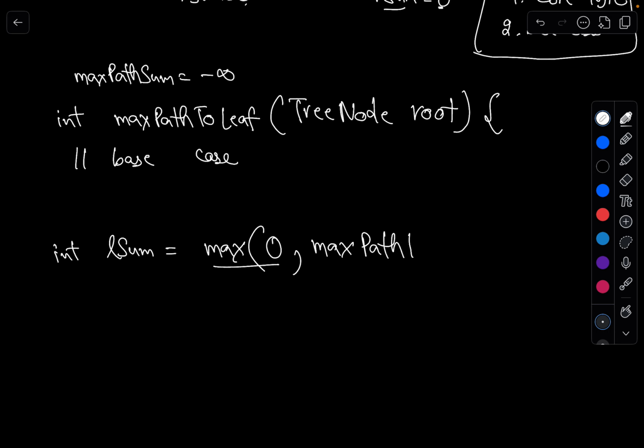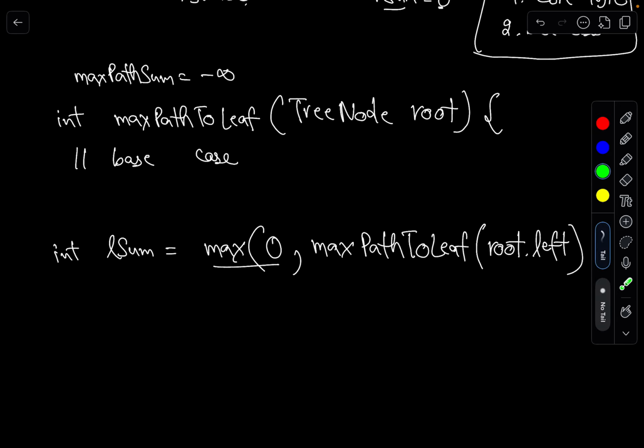So max path to leaf. I'll just pass the root dot left value. What I'm trying to do here is get the max path from my left children, and then calculate the left sum. How? Either I could take something from this one, or I could just ignore it if it's negative.